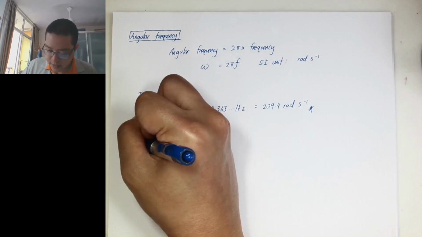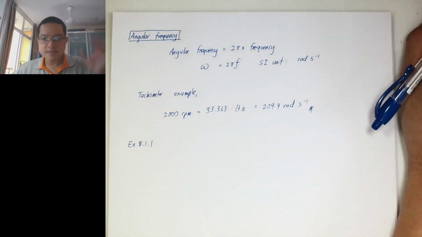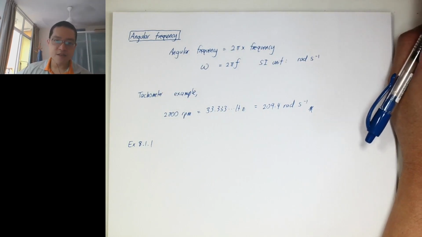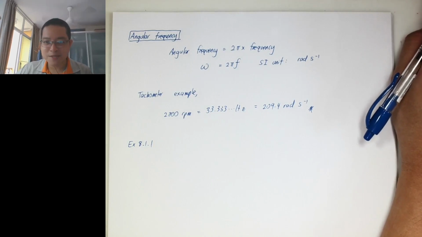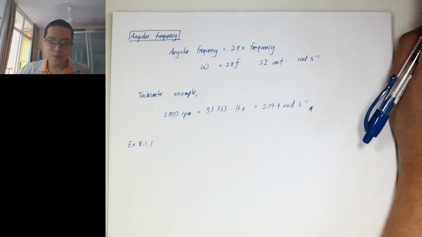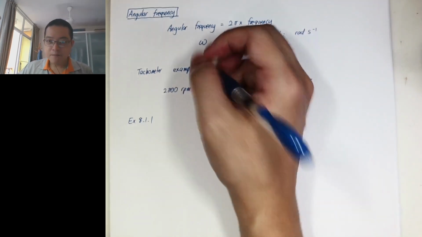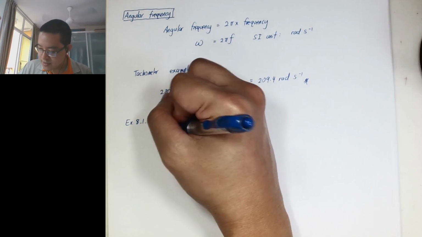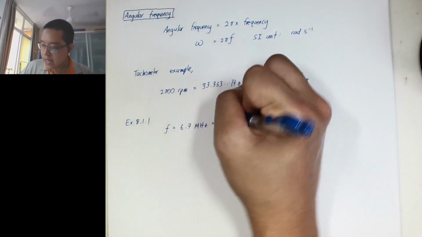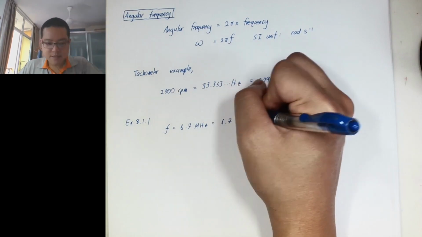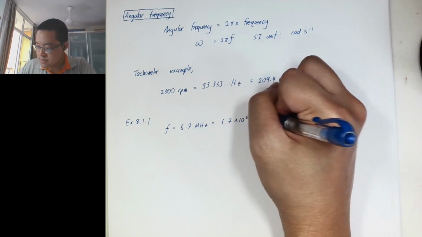Let's see how this works by working out example 8.1.1. Just a simple thing. I have an ultrasonic transducer. What is this? I also don't know, but we don't care because we just want to do this. It's something to do with medical equipment, and the frequency is in megahertz. So the frequency, let's write this down, 6.7 megahertz. Mega is 10 to the power 6, so it's 6.7 times 10 to the power 6 hertz.